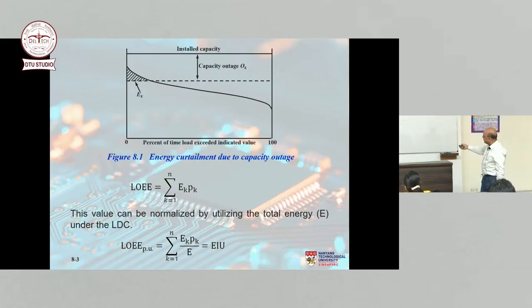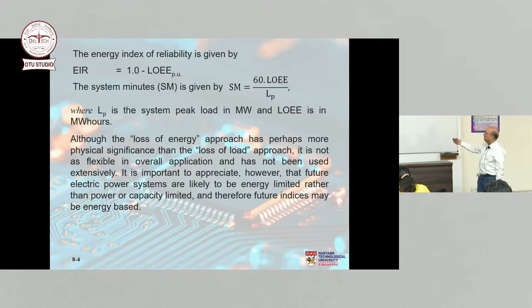If we normalize it by the energy demand, the total energy under the load duration curve, we can find the total energy under this curve. If we normalize it, we will get the energy index of unreliability. Usually the EIU is a very small number, 0.00000016. It has a string of zeros, whereas its complement, called the energy index of reliability, is actually a string of nines, 0.99999 something.